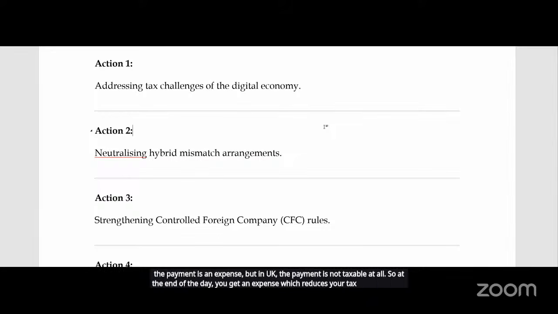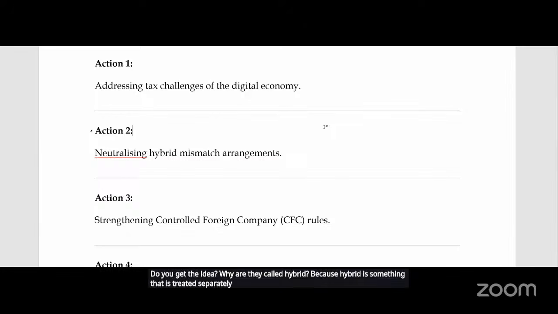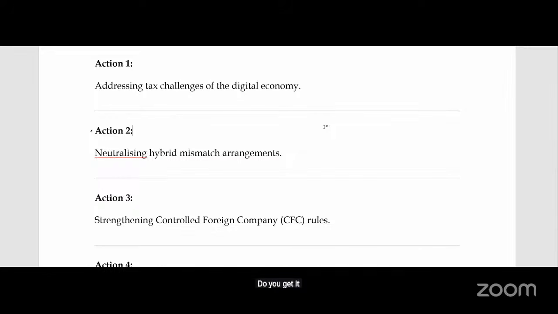And in the UK, it is what? Also exempt. So you get a double tax benefit. That's what we call hybrid mismatch arrangement. Do you get the idea? Why are they called hybrid? Because hybrid is something that is treated separately or differently in two separate countries. Do you get it? I can't go into the types of hybrid mismatch.